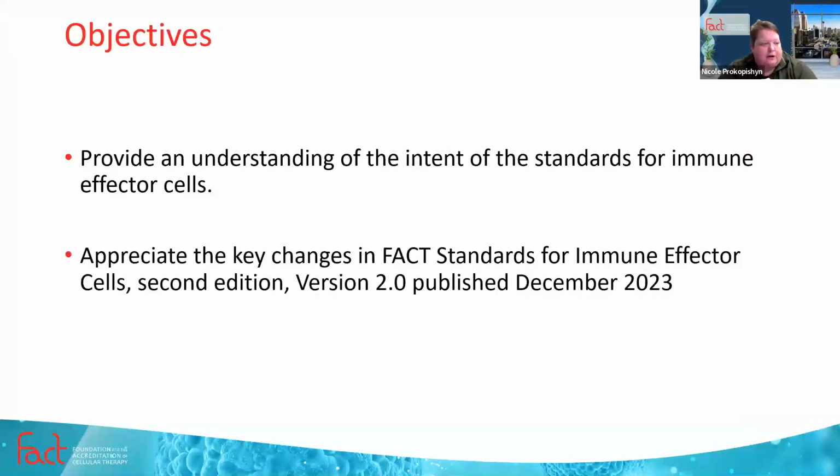The objectives for our talk today are basically to provide an understanding of the intent of the Standards for Immune Effector Cells, IECs, and what they relate to, how the standards are developed and revised, as this is a new edition, and the importance of things like public comment to make sure that we can bring forward the best standards for immune effector cells. I really want to highlight some of the key changes. There have been a lot of changes made between versions 1.1 and 2.0, so I want to highlight some of those key changes. This is not going to be a complete and comprehensive list of all the changes. That would take far too much time. They were published in December 2023.